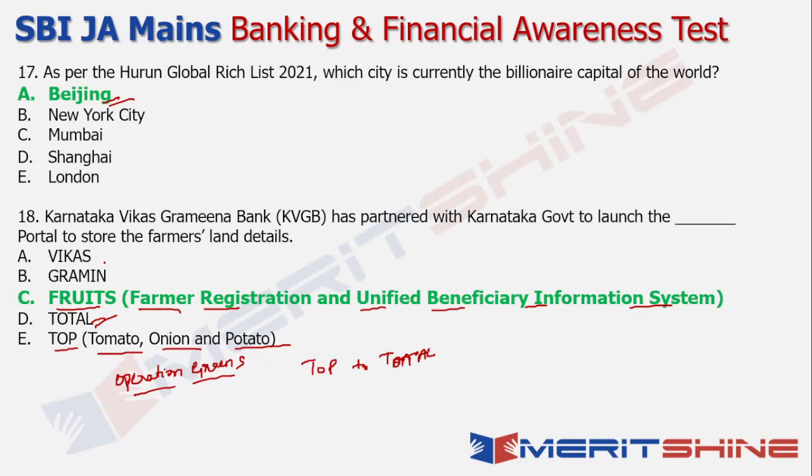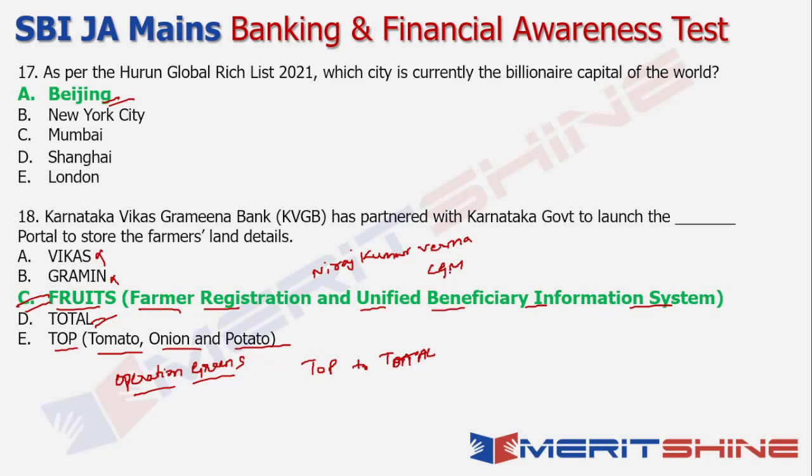Now, technically, Vikas and Gramin are parts of the name itself, so it does not fit the bill in this case. So the answer happens to be Fruits. That's the answer to what KVGB has done as a portal while partnering with the Karnataka government. For additional information, the portal was launched by Neeraj Kumar Verma, who happens to be the Chief General Manager of NABARD.